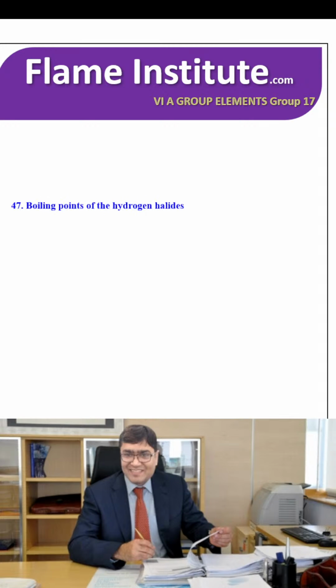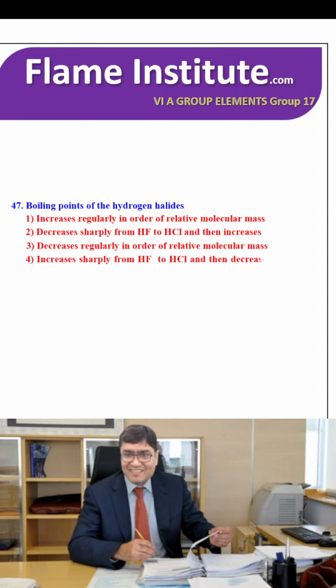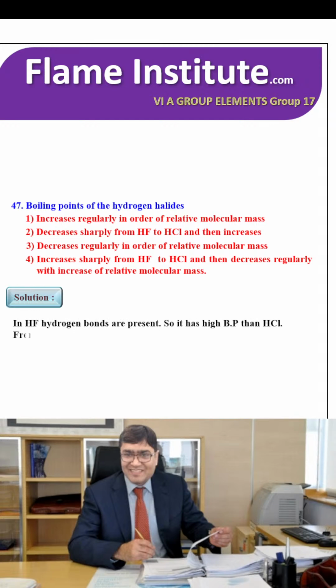Boiling points of hydrogen halides increase regularly with relative molecular mass, or decrease sharply from HF to HCl and then decrease regularly, or increase sharply from HF to HCl and then decrease regularly with increase in relative molecular masses. The right option is: in HF hydrogen bonds are present, so it has a higher boiling point than HCl. From HCl onwards, with increase in the molecular weight of hydrogen halide, the boiling point also increases. So the second option is the correct option.